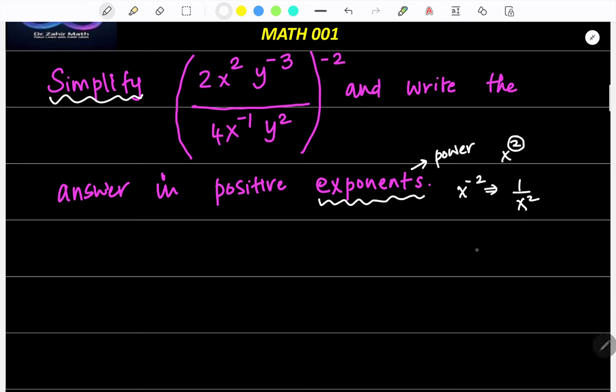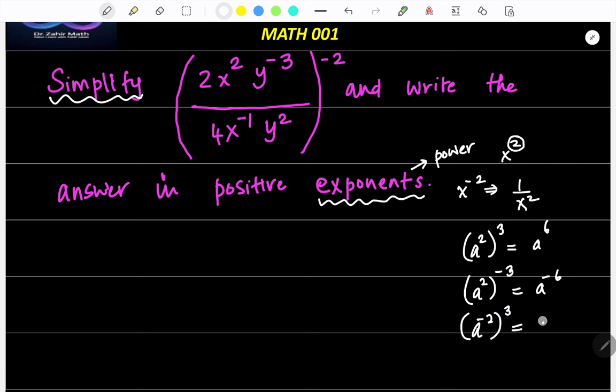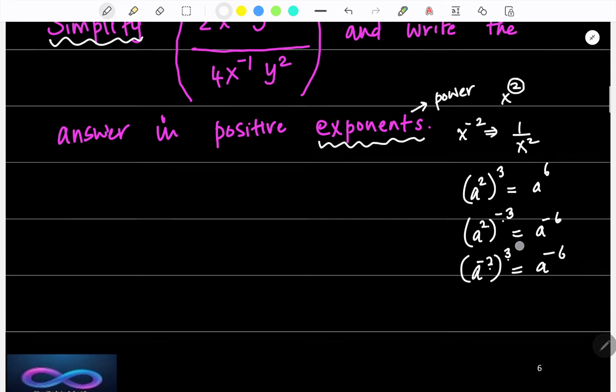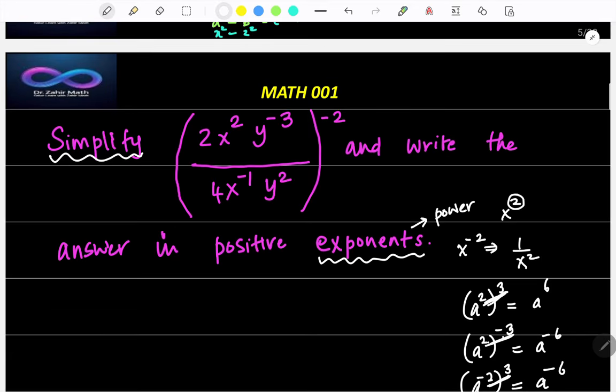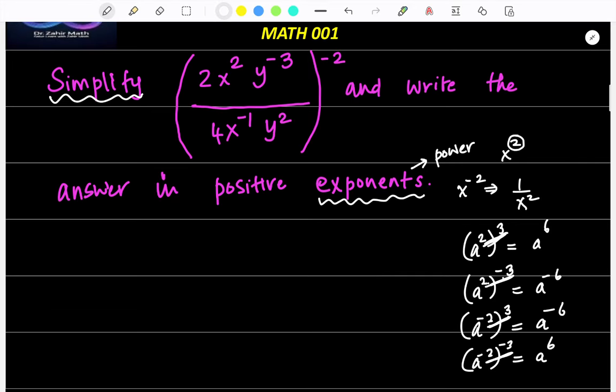So let us start simplifying this. Before going to this, I'll give you one rule. A power 2 power 3, which is equal to what? A power 6. A power 2 power minus 3. What is your answer? A power minus 6. A power minus 2 to the power of 3. What is your answer? A power minus 6. Look here what I'm doing. I'm multiplying. And a power minus 2 and then minus 3. What is my answer? A power plus 6. So just the powers on top, you just multiply and calculate the plus and minus also. Plus plus plus, minus minus plus, minus plus minus, plus minus also minus.